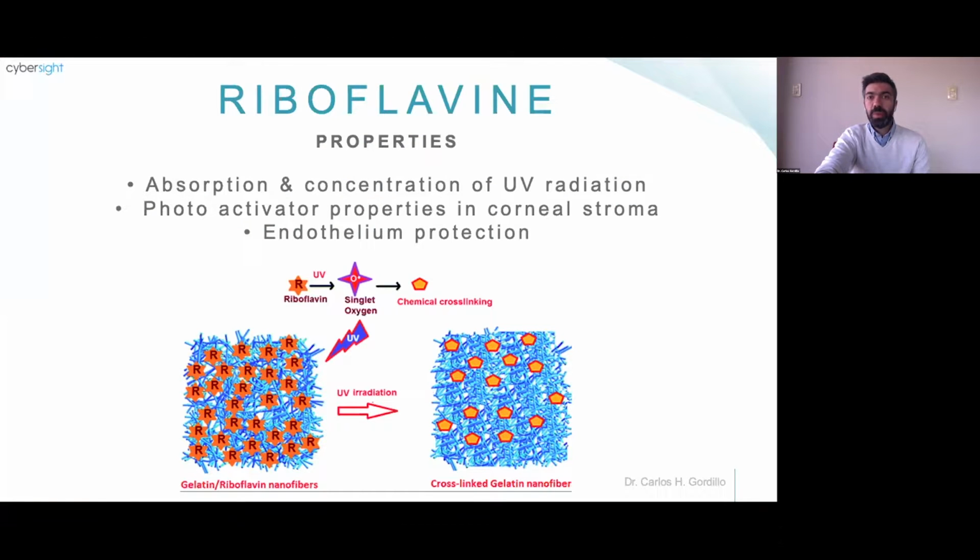So what are the properties of the riboflavin? Absorption and concentration of the UV radiation. It's also a photoactivator in the corneal stroma, and it protects the endothelium.